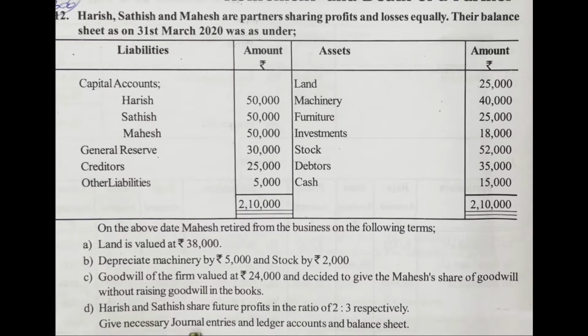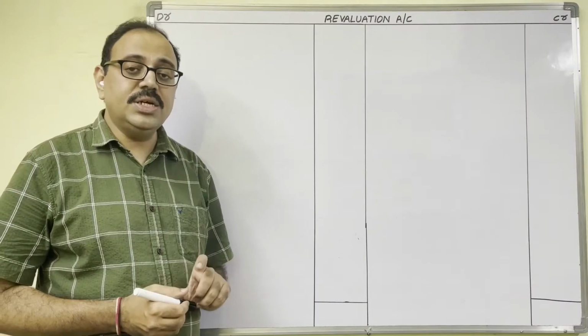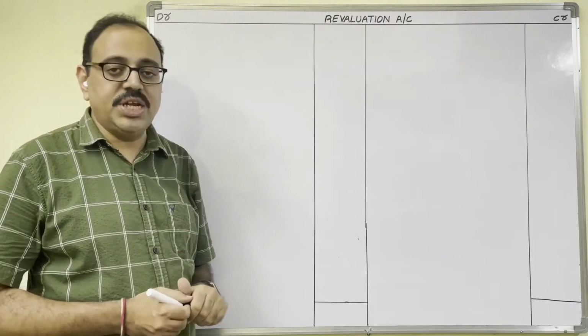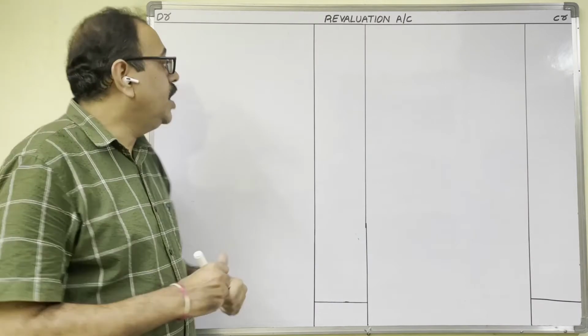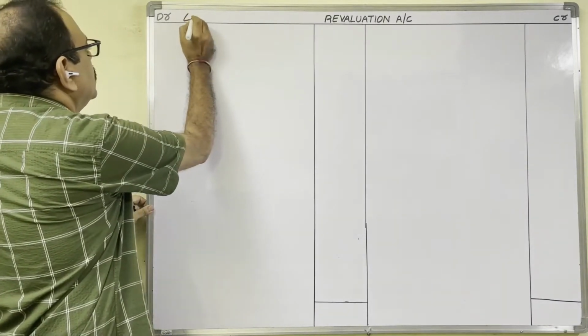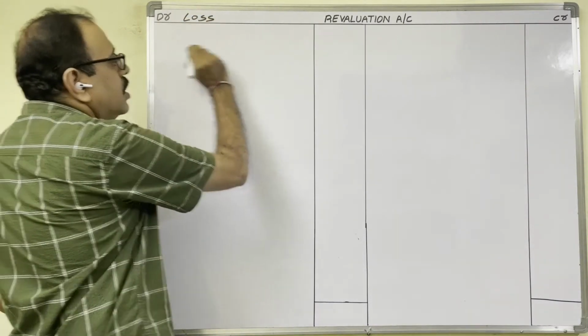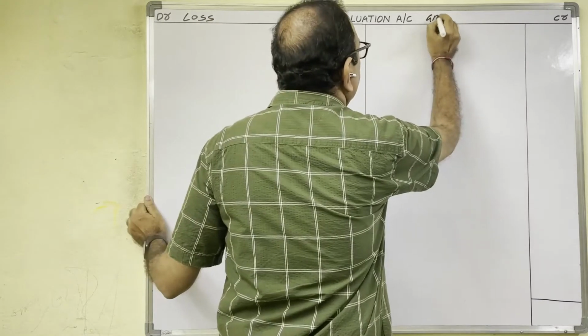He is asking for journal entries. But in the public examination, there is no need to write the journal entries, so we directly prepare the ledger accounts and balance sheet. In the ledger, the first account is the revaluation account. It is a nominal account. The nominal account rule: debit all expenses and losses, credit all incomes and gains.